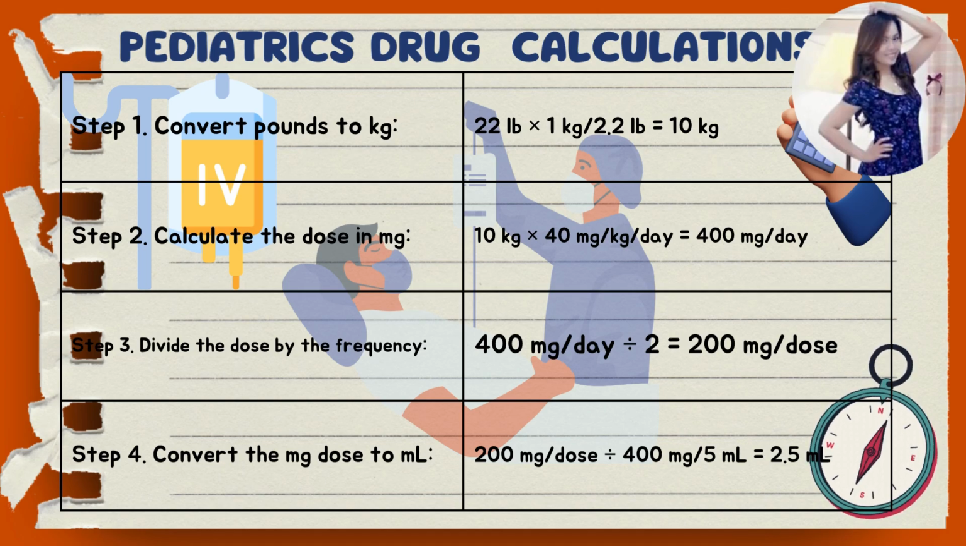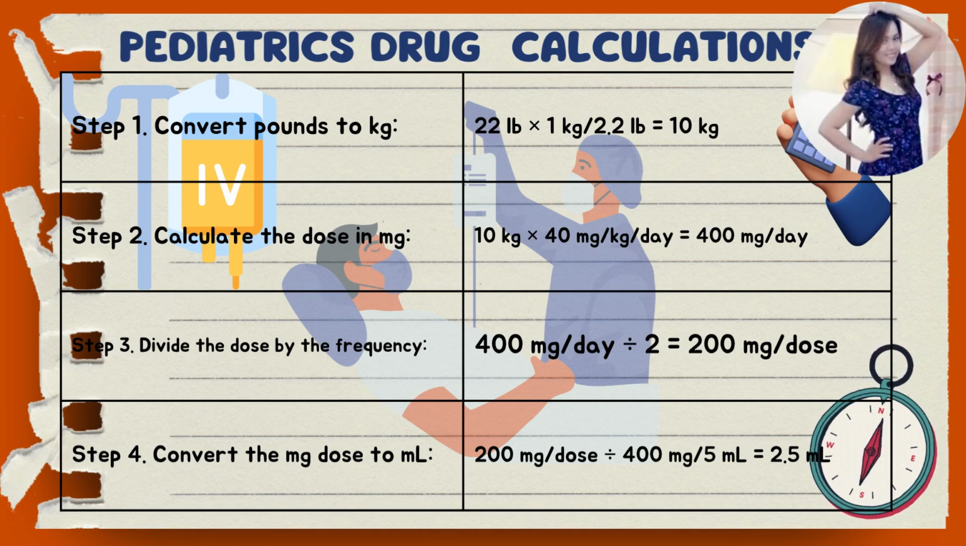Care must be taken to properly convert body weight from pounds to kilograms. For example, 1 kilogram is equivalent to 2.2 pounds, before calculating dose based on body weight. In addition, administering medications to pediatric patients demands careful consideration of their age, weight, and specific physiological characteristics to ensure safe and effective treatment. Following these four steps can make your pediatric drug calculation easy peasy.